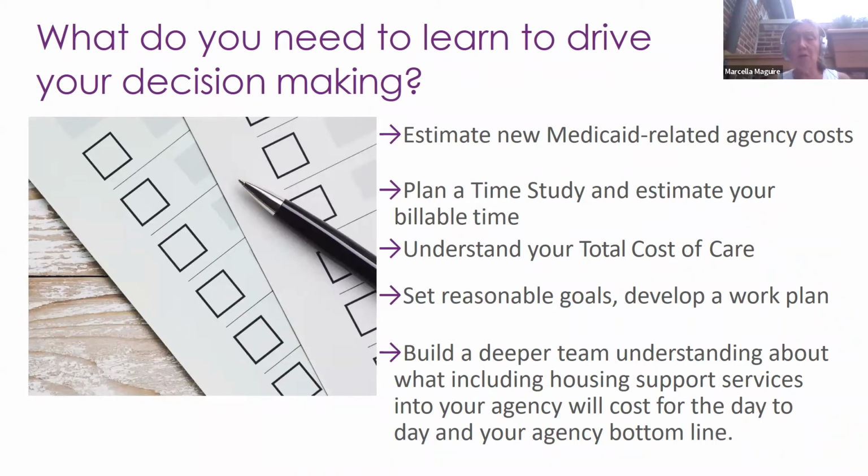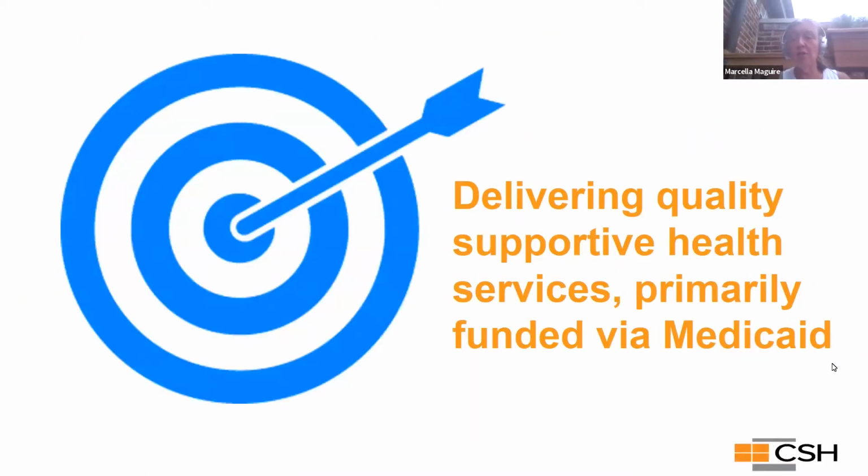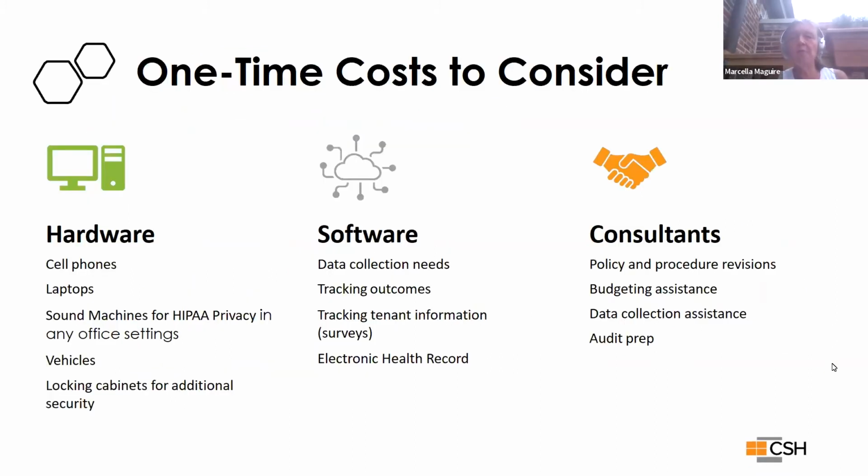And we want your team to build an understanding of what's included in the services, and what it will cost your agency from day to day. That's housing support, but it applies to any other service too. We want you to understand what your bottom line costs are. So we'll talk about that today. At the end of the day, your goal is to deliver quality, supportive, healthcare related services, primarily funded through Medicaid, in a fiscally sustainable manner. These are the services we're offering. These are the people we're serving. These are the rates the state's already given us. These are the regulations the state's already put in place. How do we project out what our revenue goals are going to be? How do we make sure that we're running a fiscally sustainable business? So what are those costs?